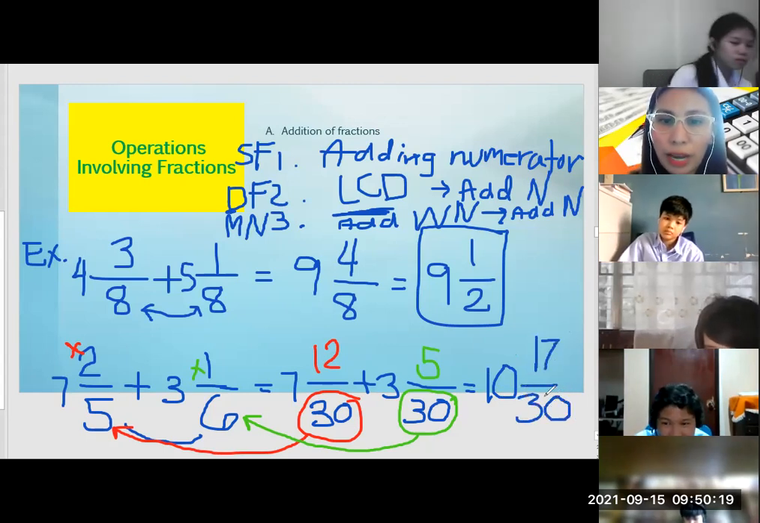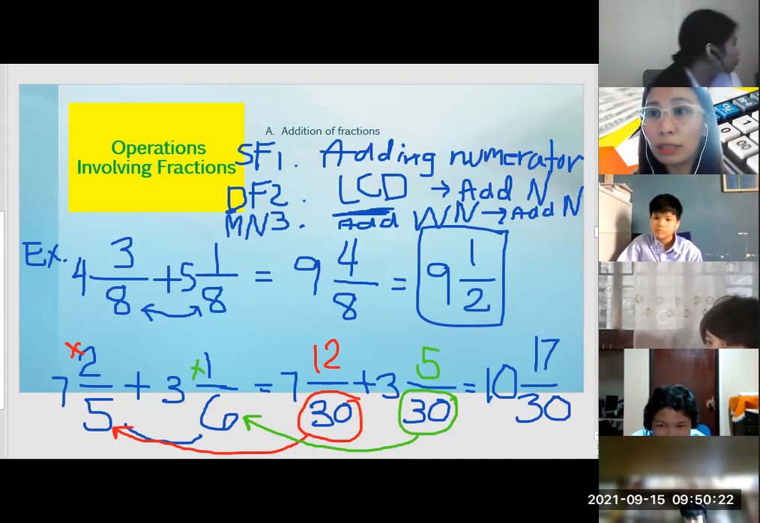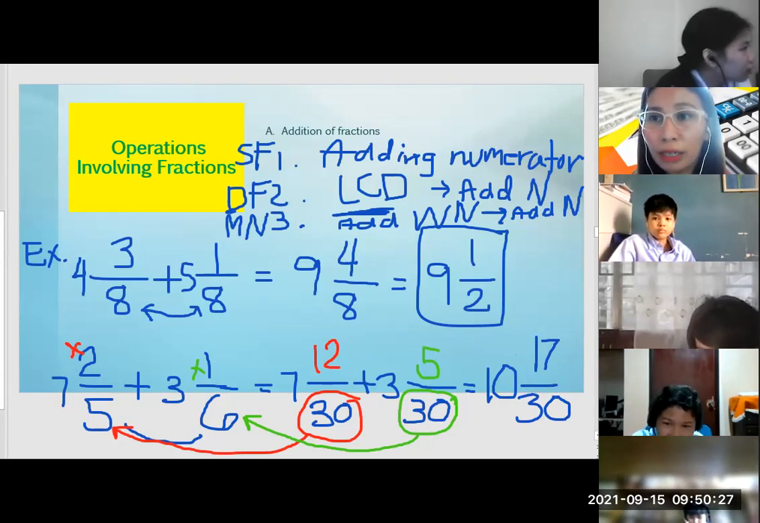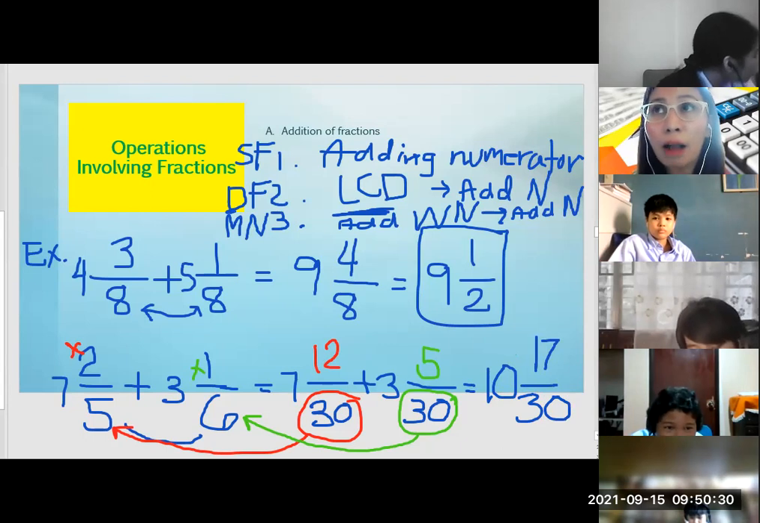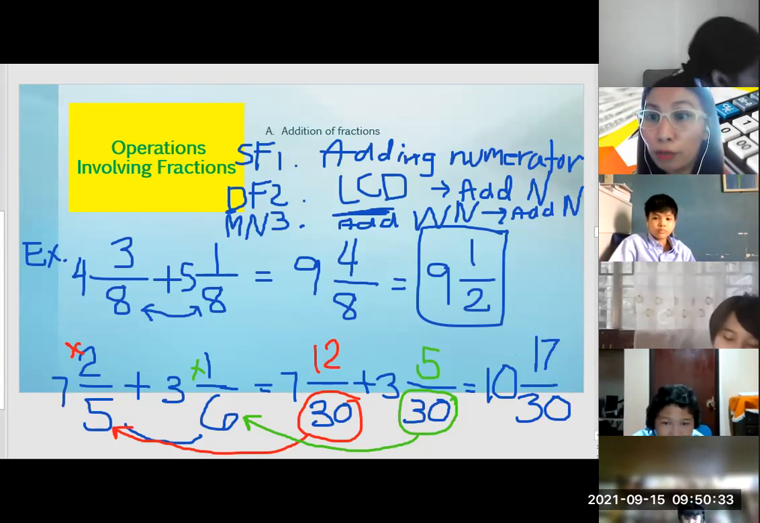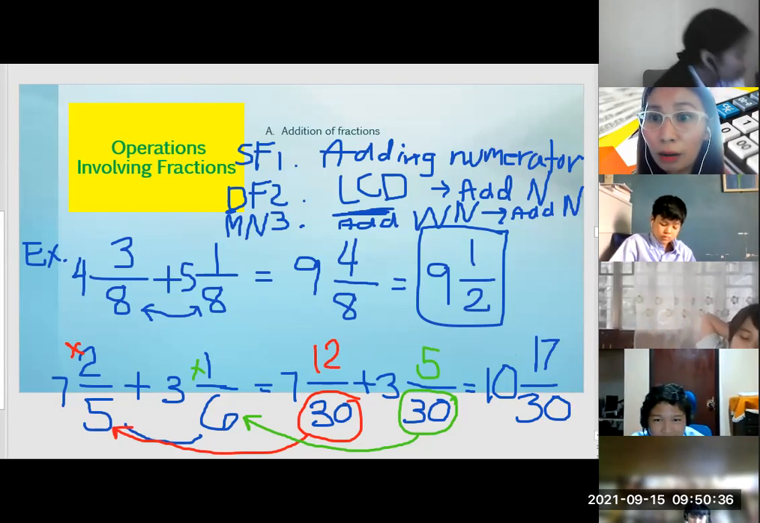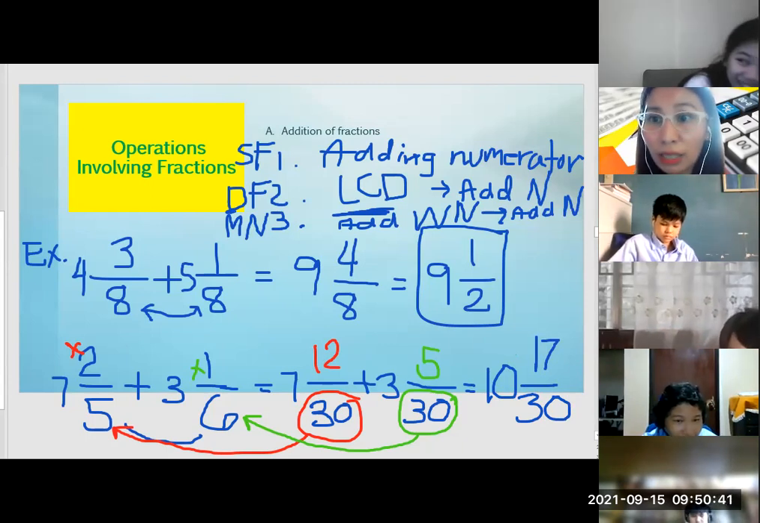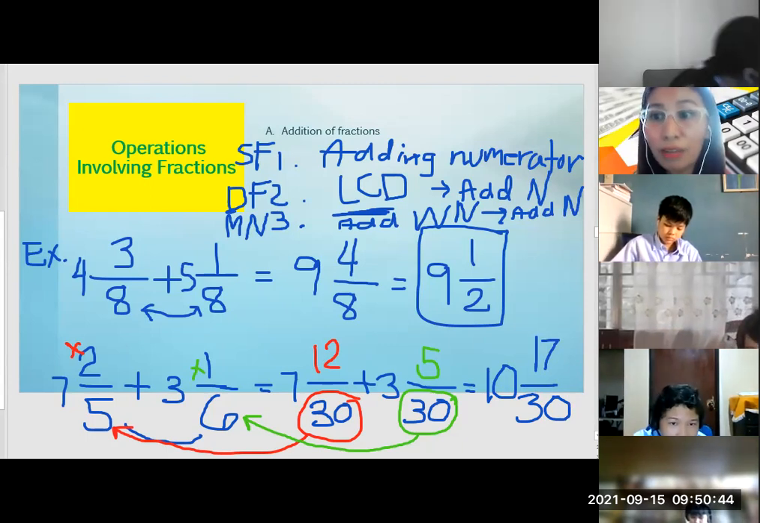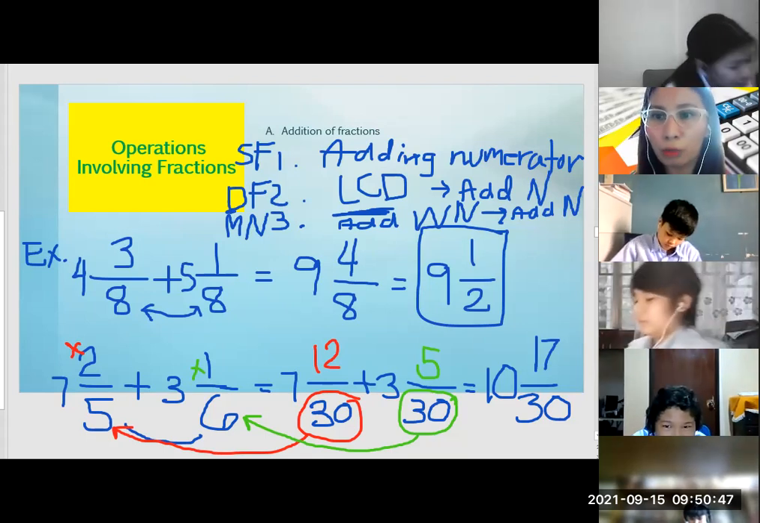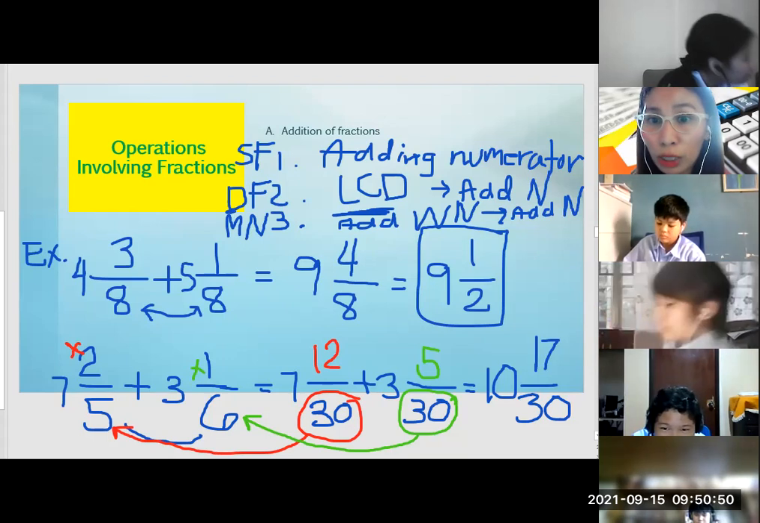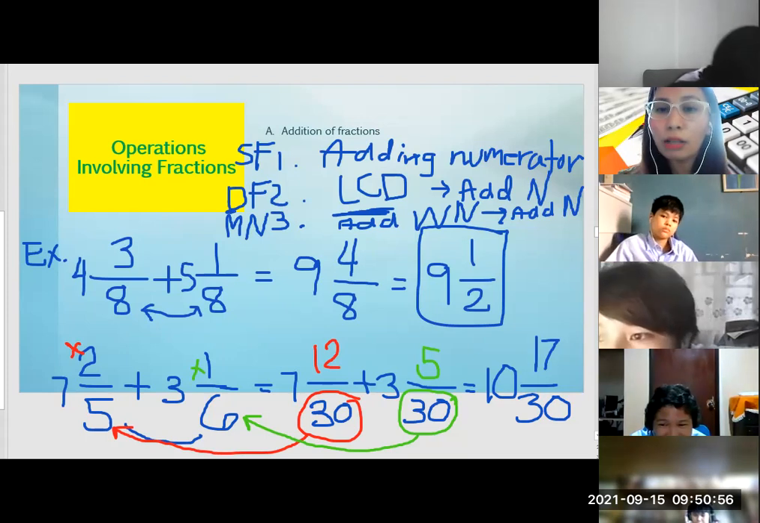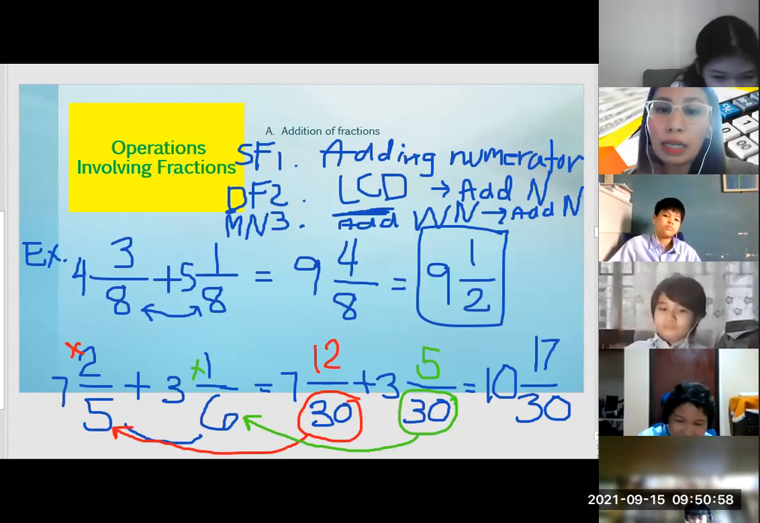Can we simplify 17 and 30? Not anymore, correct, because 17 is already a prime number, right? We cannot have any other number or factor if we are going to get the product 17. There's no other number but 17 itself. Right? 17 and 1 only. That's a prime number. When we say prime number, the only factors for that number are 1 and the number itself.